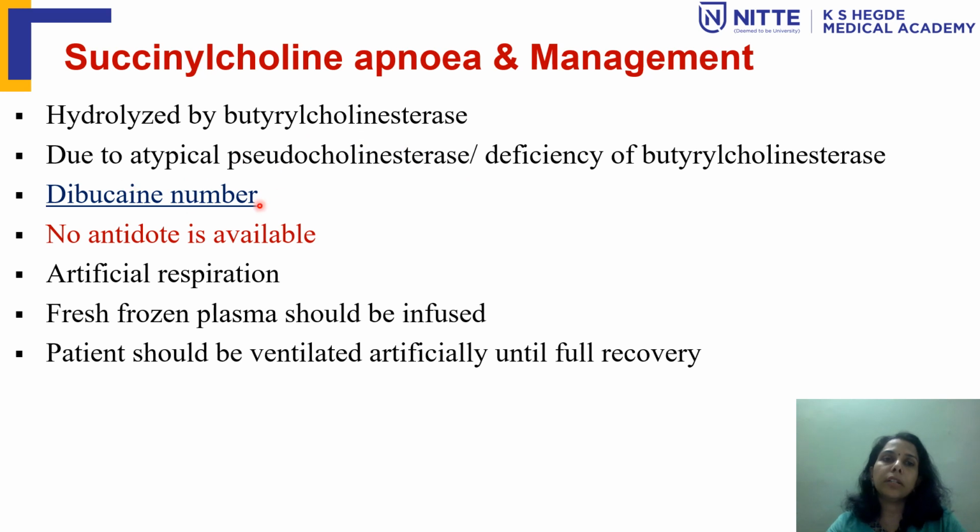So how do you find out the presence of butyrylcholinesterase in the body? That is by seeing the Dibucaine number. You can see whether the patient is deficient of this butyrylcholinesterase or not. And how do you manage? There is no specific antidote available. You have to give artificial respiration. Respiratory support has to be given to the patient, and fresh frozen plasma should be infused. Why? Because fresh frozen plasma contains butyrylcholinesterase, which can metabolize the succinylcholine, and the patient should be ventilated artificially until full recovery. So that's how to manage succinylcholine apnea.